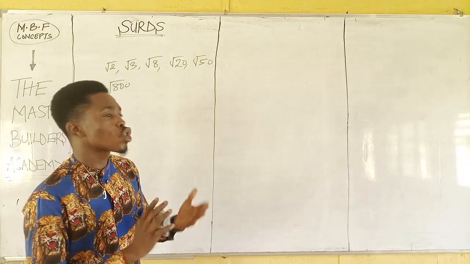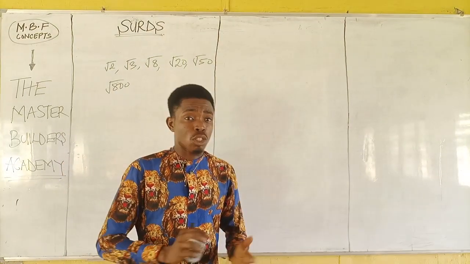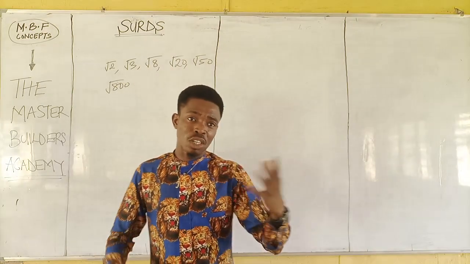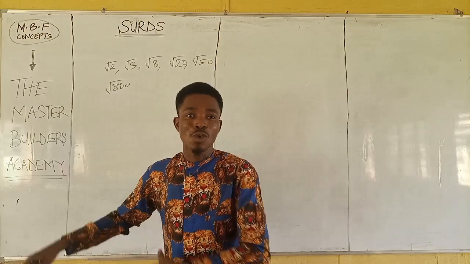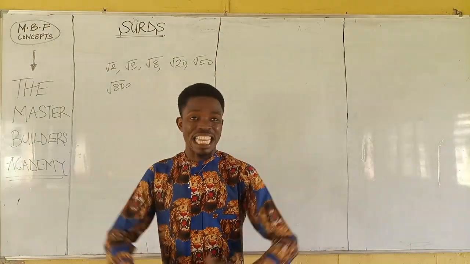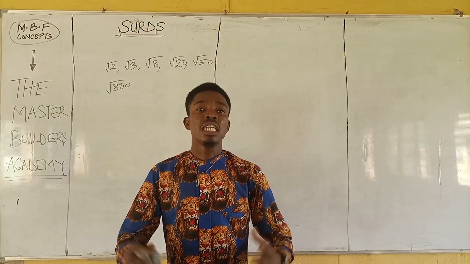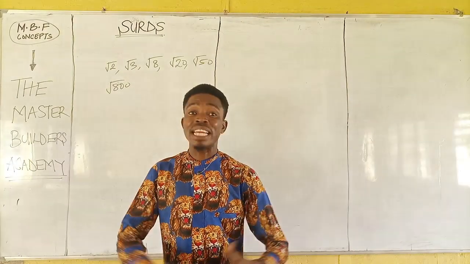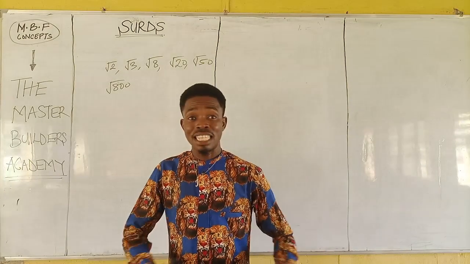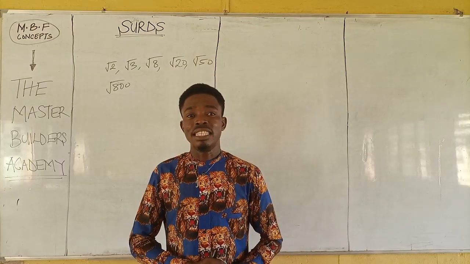Hope you are here. So surds are what? Irrational numbers. They are expressed as the root of what? Rational numbers whose values cannot be expressed as exact fractions. Now, there are basic operations that are carried out in surds, and these are what we are going to be looking at in this class.